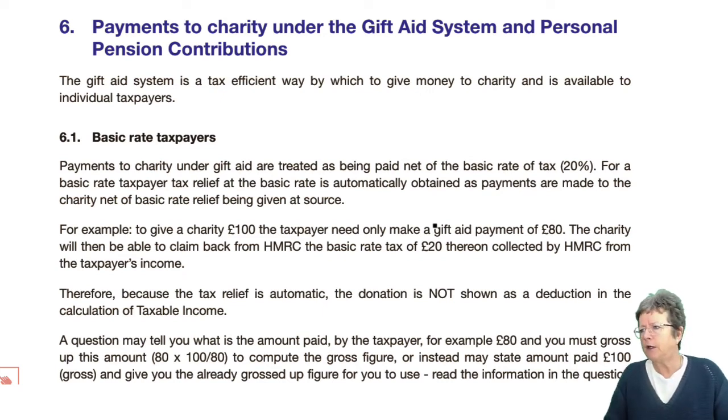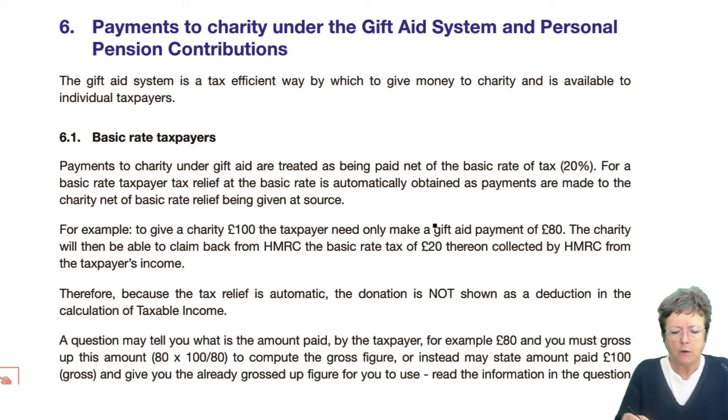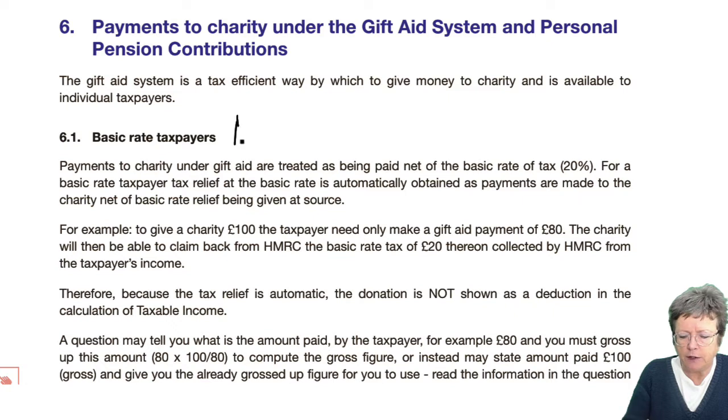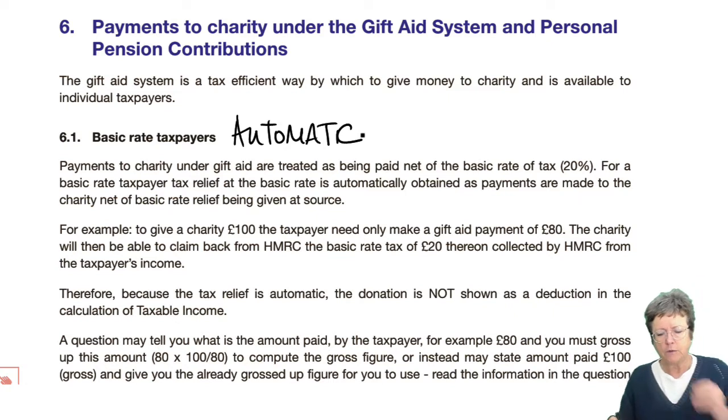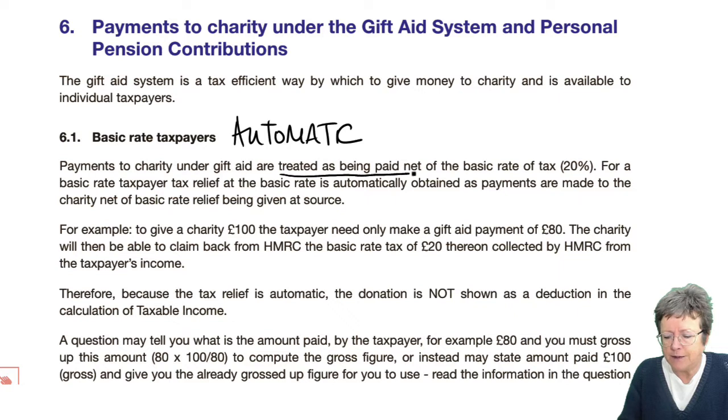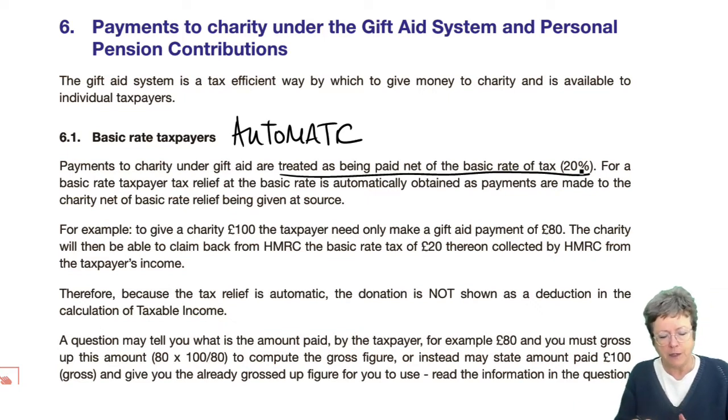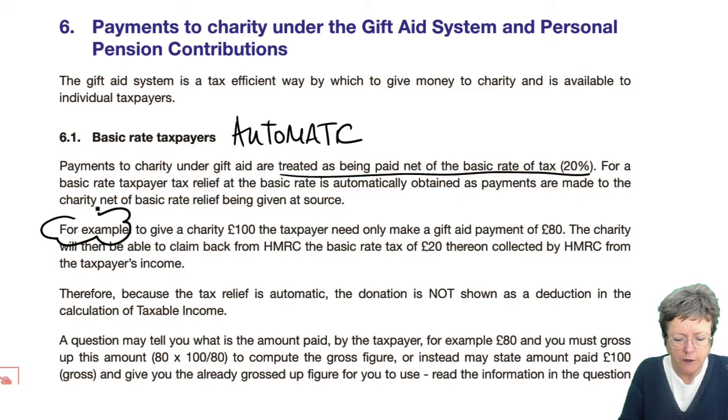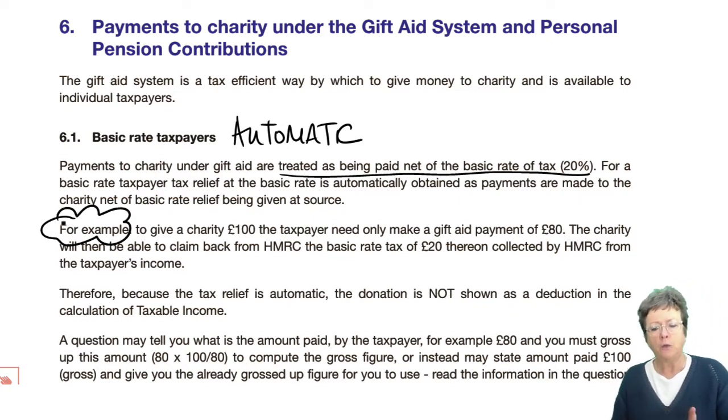So gift aid is a tax efficient way of giving to charity. Now for individuals who are basic rate taxpayers, the relief is automatic, because you pay the net figure. It's treated as being paid net of basic rate tax. So for example, you want to give the charity £100, you only have to pay 80.